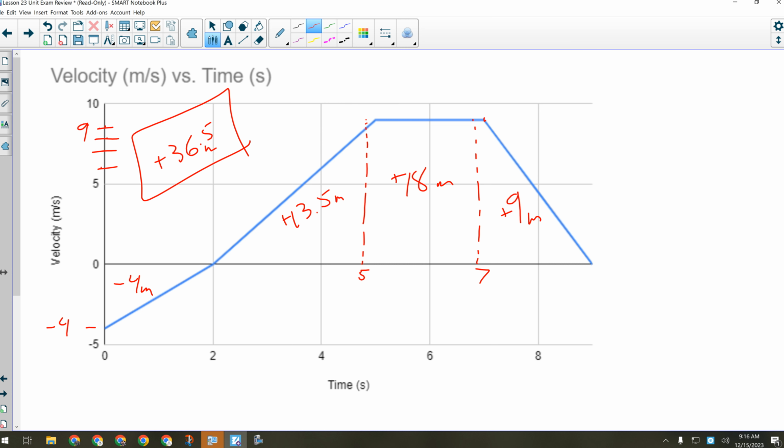One other thing I could ask off of this graph. What is the acceleration between 2 and 5 seconds? 3 meters per second squared. And it should be positive also.